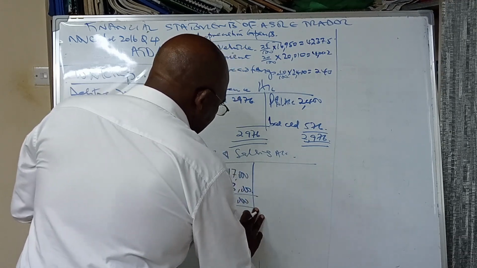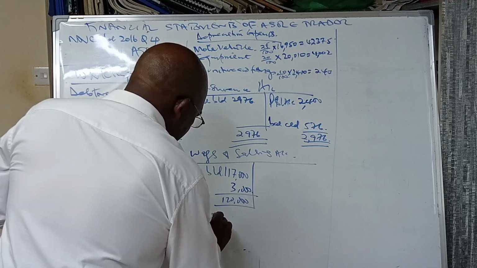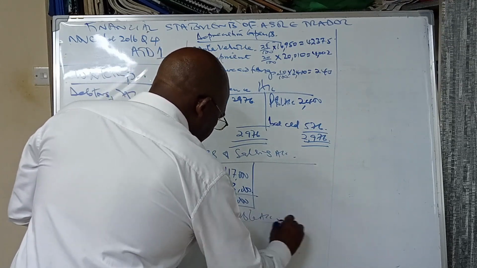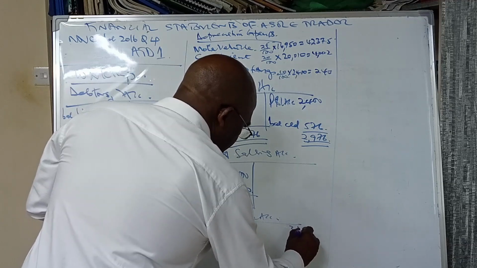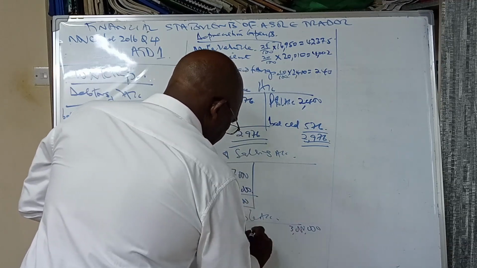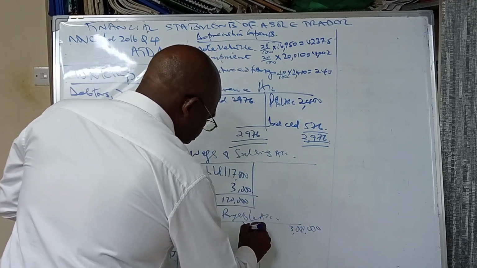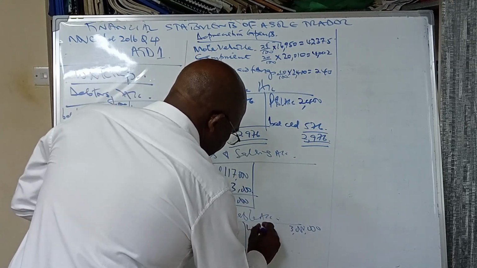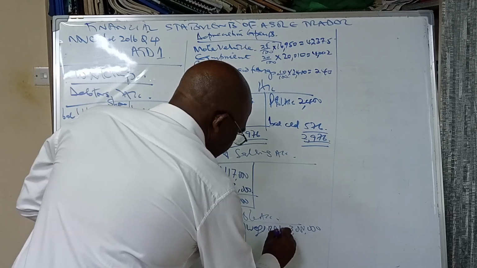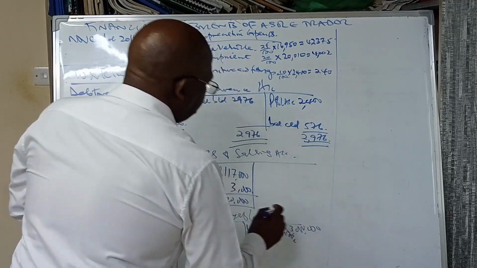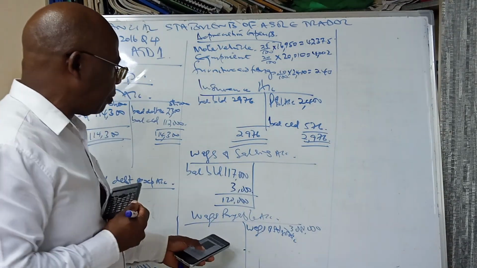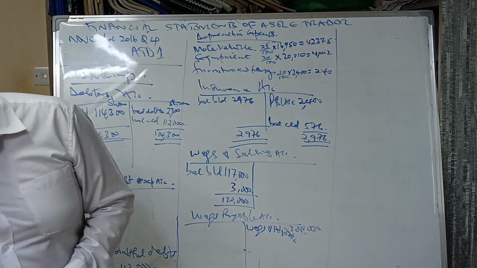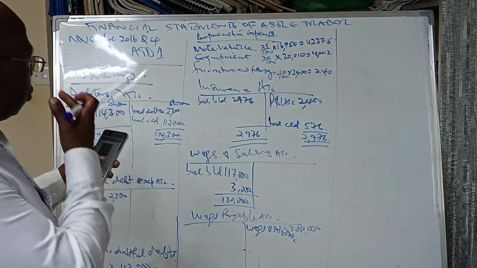But now we are creating a liability called wages payable, amounting to 3 million. The corresponding account is the wages and salaries account, 3 million. So this becomes a current liability in the balance sheet. So that's the way to do the adjustments.